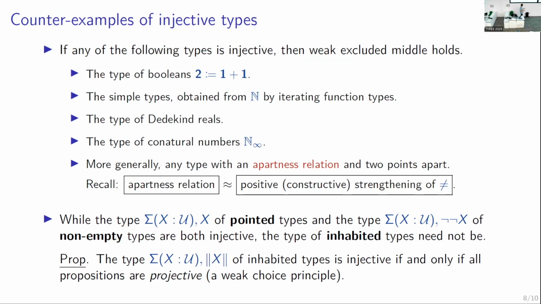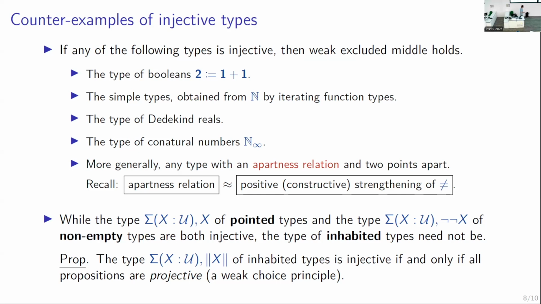So there's kind of three types at play here. You can look at the type of pointed types, so this is a type together with a point. You can look at the type of non-empty types, and these are both injective. But the type of inhabited types, which is a type together with an element of its propositional truncation, that's injective precisely when a very weak choice principle holds, namely that all propositions are projective, not injective, but projective.